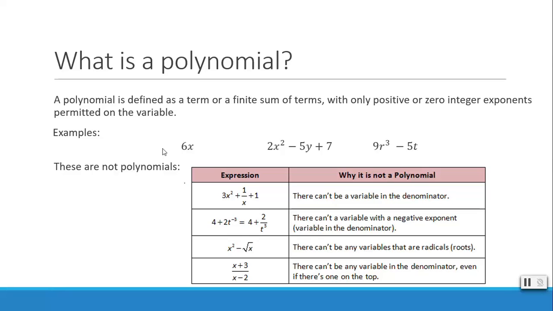So I give you some examples of polynomials here, and then down at the table I give you some examples that are not polynomials. So notice they can't have variables in a denominator, they can't have negative exponents, and they also can't have any variables that are in radicals.